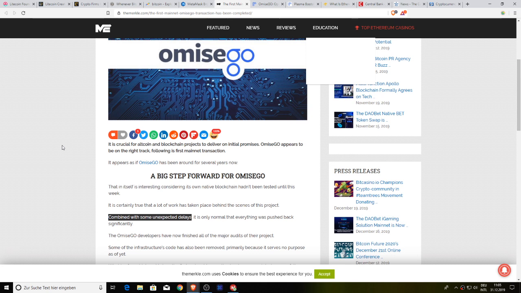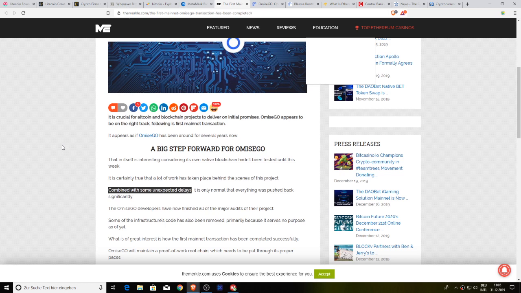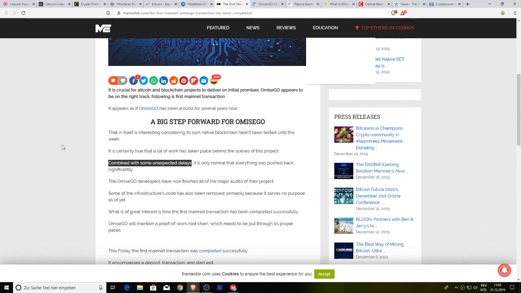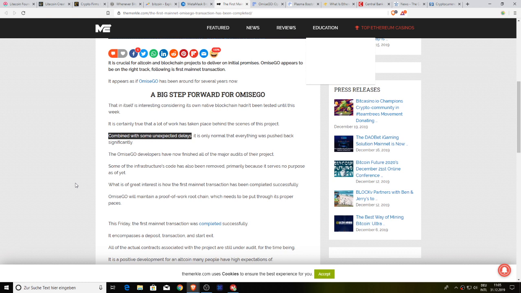The OmiseGo developers have now finished all the major audits of their project. Some of the infrastructure's code has also been removed, primarily because it serves no purpose as of yet. What is of great interest is how the first mainnet transaction has been completed successfully. OmiseGo will maintain a proof-of-work root chain, which needs to be put through its proper places. This Friday, the first mainnet transaction was completed successfully.